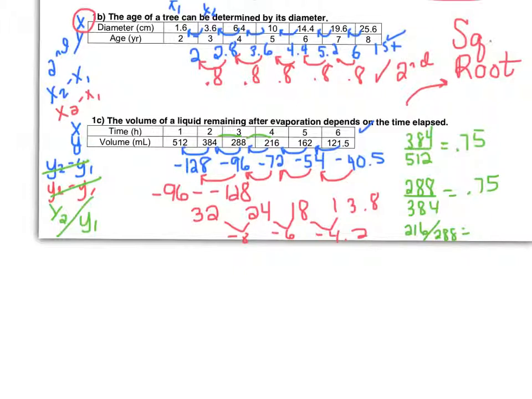And we get 0.75. Next we would try 162 over 216, and then finally 121.5 over 162. And we are going to end up getting 0.75 every time. You should check every single one of them. I'm kind of out of space, so I'm just going to leave it like this. But since we got constant ratios, we would say that this family is exponential.